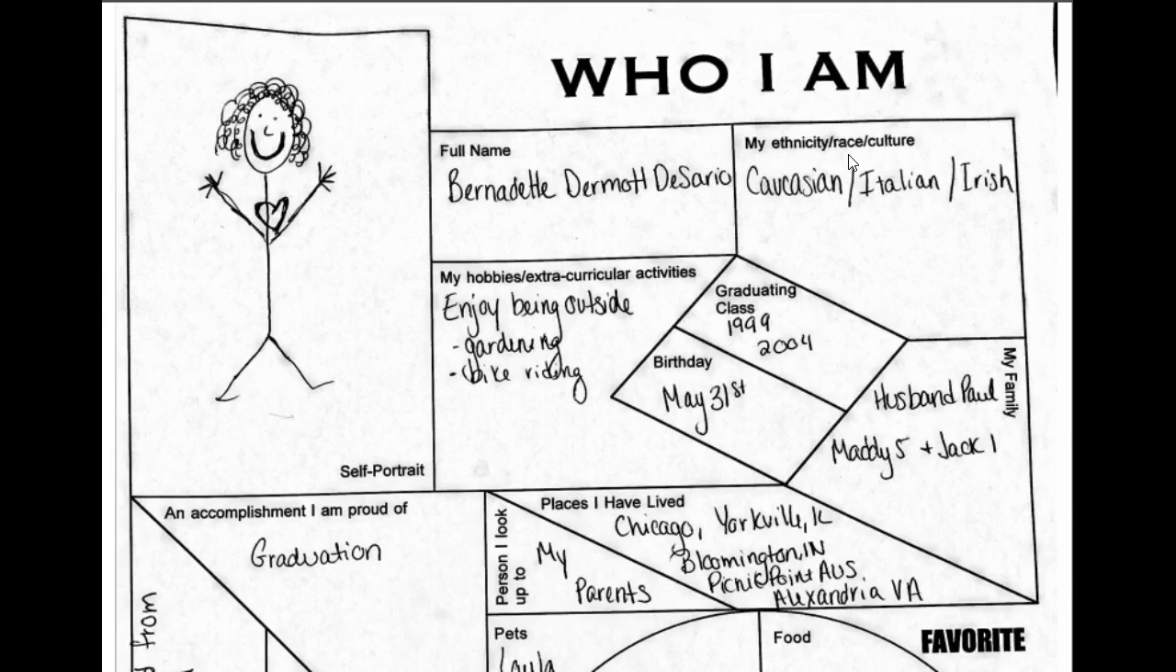Your hobbies. What do you like to do outside of obviously being in my class? I enjoy being outside, gardening, bike riding. Graduating class. I graduated high school in '99. I graduated from undergrad in 2004, and I forgot to put that I graduated from my master's degree in 2008. My birthday is May 31st. I am a Gemini. Fits me perfectly.